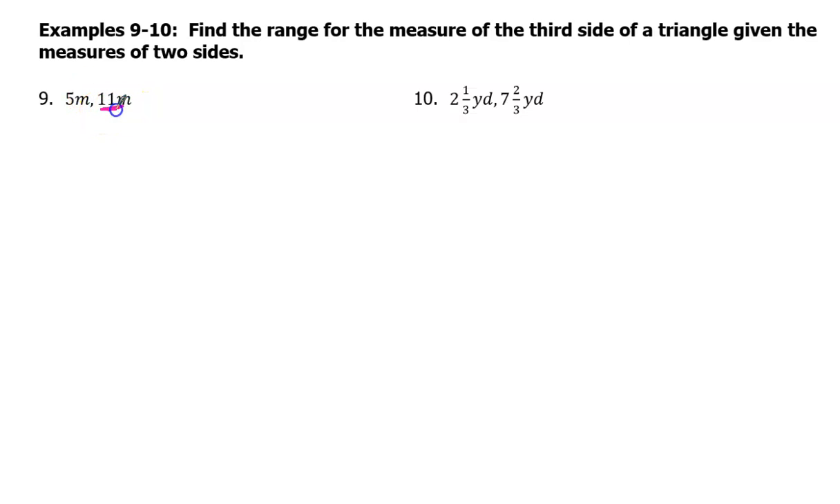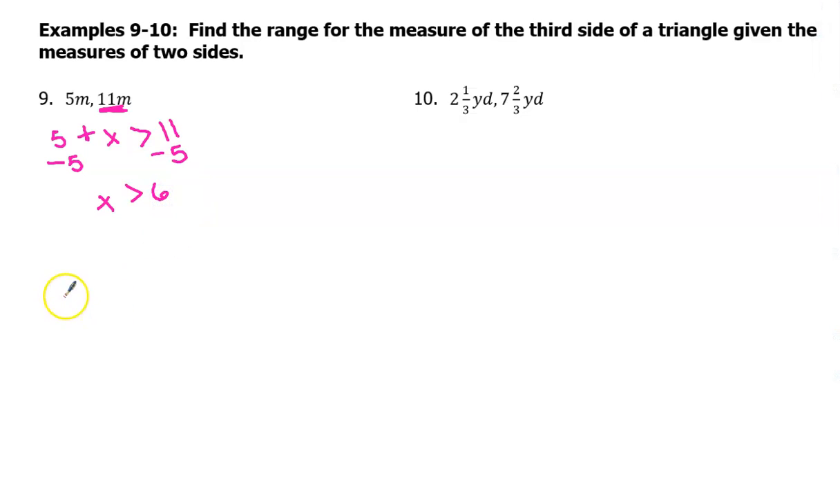So let's assume that this one is the longest side of our triangle. We need 5 plus our third measure, whatever that is, to be bigger than 11. Is that bigger than? Straight up. So if I subtract 5 from both sides, I treat this like an algebra problem, and I get x is greater than 6.